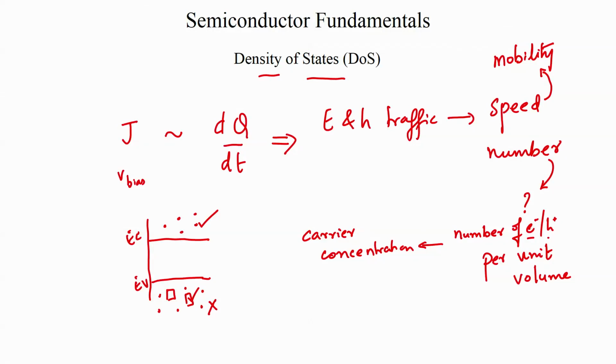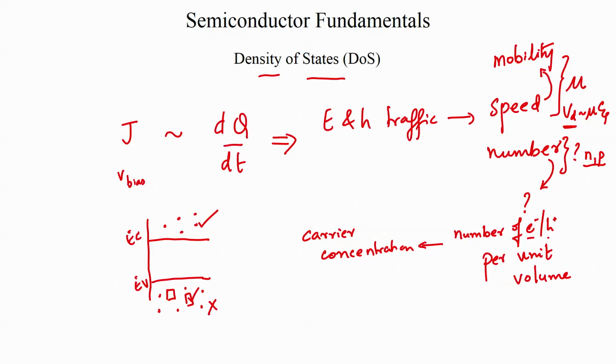So, we want to get a gauge on the number of electrons and holes per unit volume. And how do we do this? This is our next goal. We know how to calculate speed to some extent, because we know the parameter called mobility, and we know that the drift velocity is the mobility times the electric field. So, we know how to calculate the velocity, but we do not know the number. We simply used the symbols n and p and left those undefined.